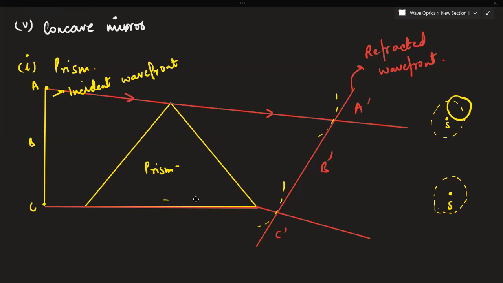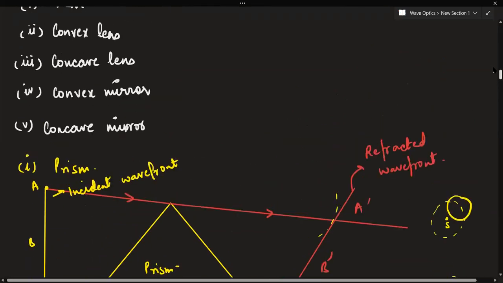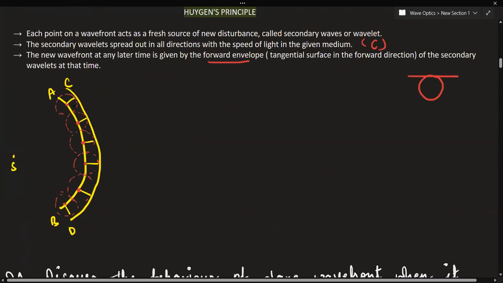The dotted lines are the secondary wavelets according to Huygens principle. Yes, Noor, the dotted wavelets represent the secondary wavelets, like this. See, if this was the source of light, on a point on this spherical wavefront AB, this point was a source of light. Then what happened? We have got secondary waves or wavelets.